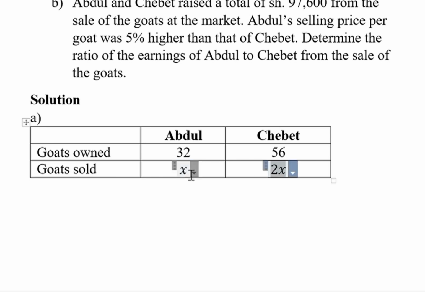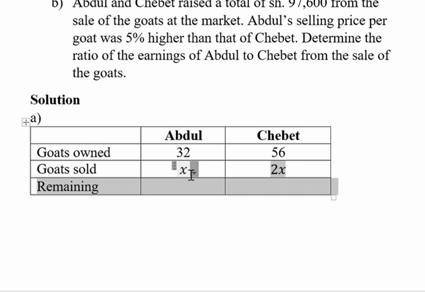With that, we can get an algebraic expression representing the number of goats remaining after the sale. So after the sale, the remaining are, for Abdul, we take 32 less what he sold, that is 32 minus X. And Chebet will be remaining with 56 minus 2X.